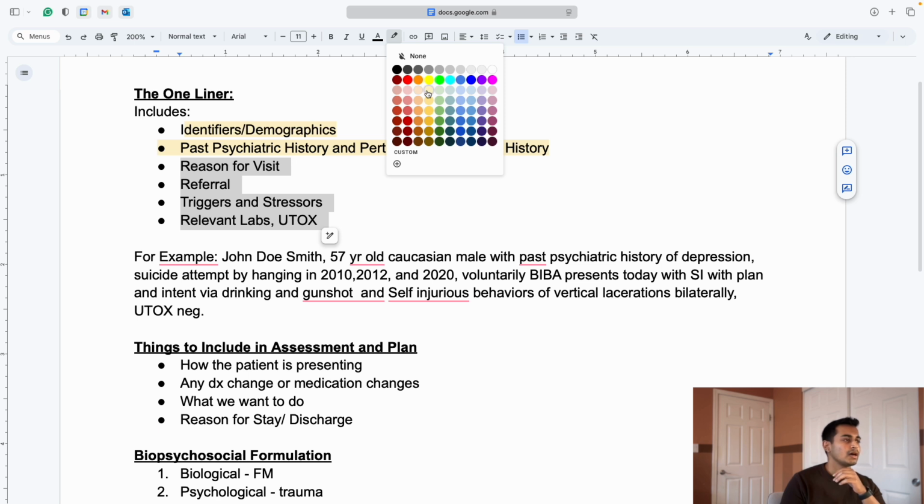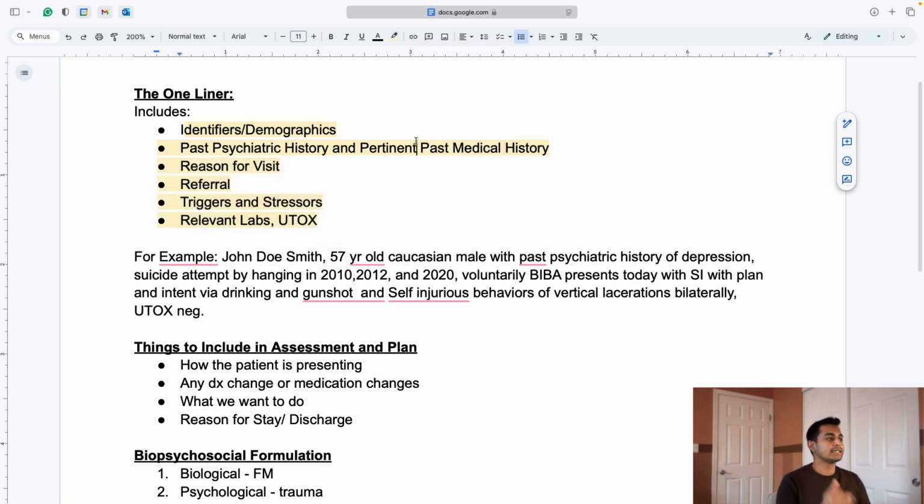So it should include identifiers and demographics, who the person is, race, ethnicity, if they're unhoused, things like that can really matter. Past psychiatric history and pertinent past medical history. So past psychiatric history is going to be important, as we know, but past medical history, like did they have a traumatic brain injury? Have they ever had seizures? Things like that could affect medication management. It is really good pertinent stuff to put in there.